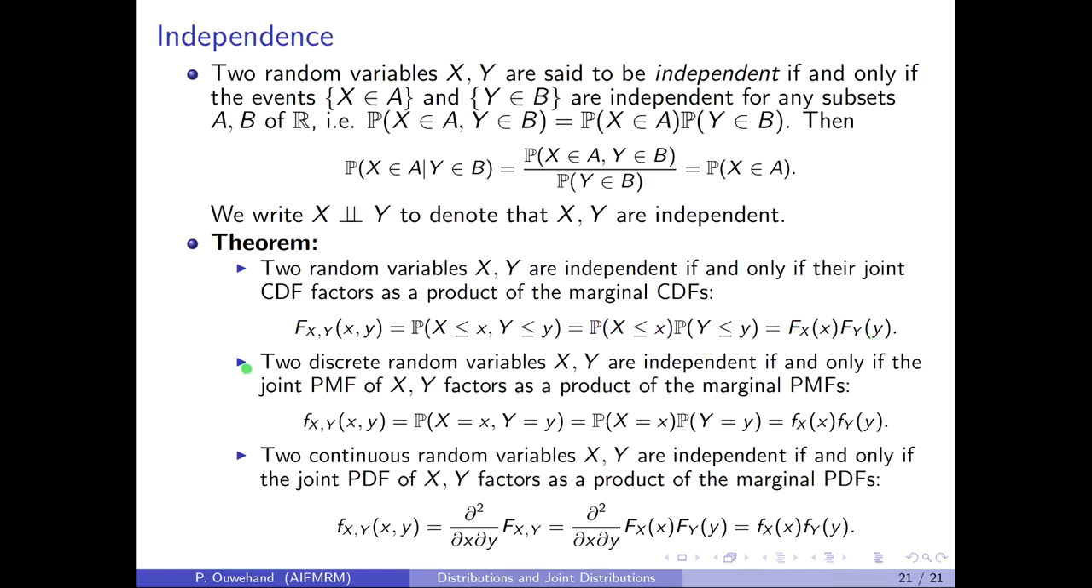The same kind of reasoning shows that x and y are independent if and only if their joint PMF factors as a product of marginal PMFs in the discrete case, or if their joint PDF factors as a product of marginal PDFs in the continuous case.